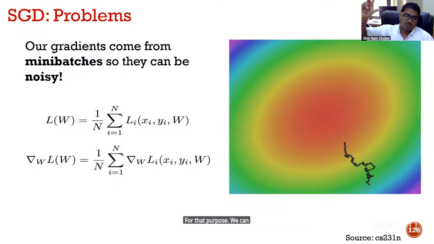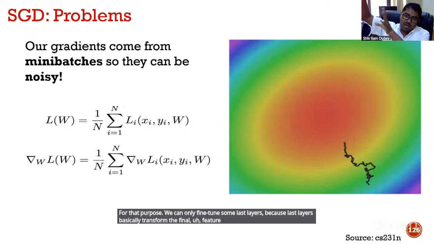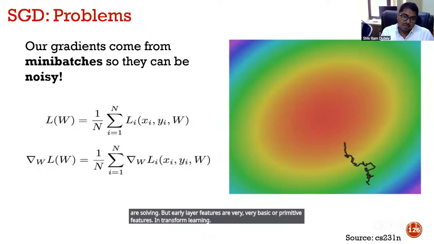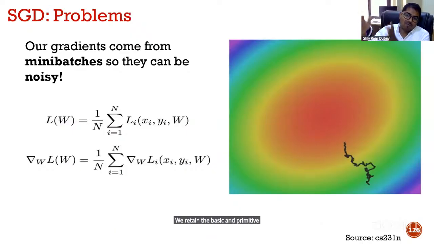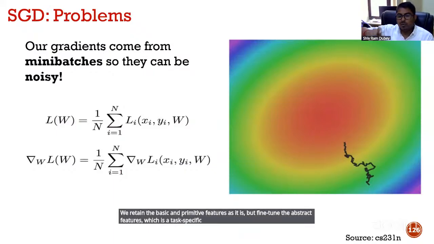We can fine tune only some last layers, because the last layers transform the final features in a very abstract way. The later layer features are very dependent upon the problem we are solving, but early layer features are very basic or primitive features. So in transfer learning, we retain the basic and primitive features as they are, but fine tune the abstract, task specific features, which are towards the end of the network.